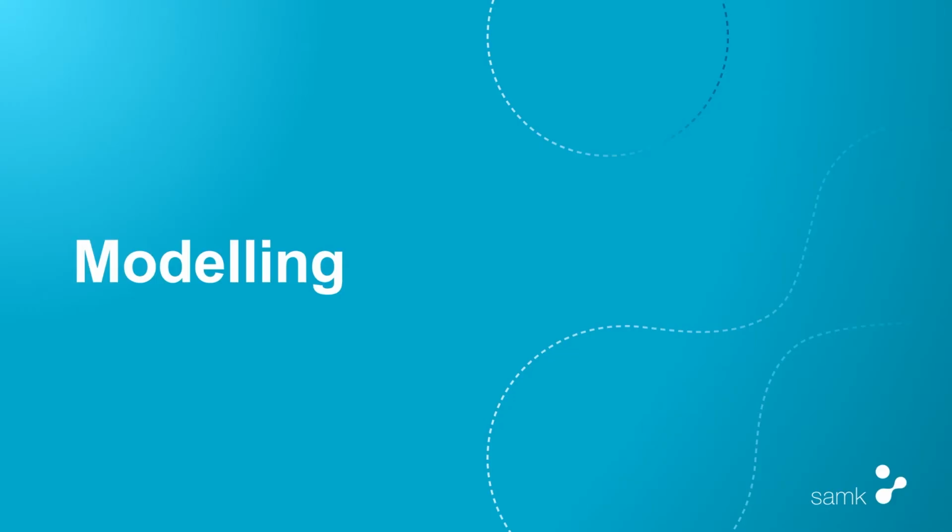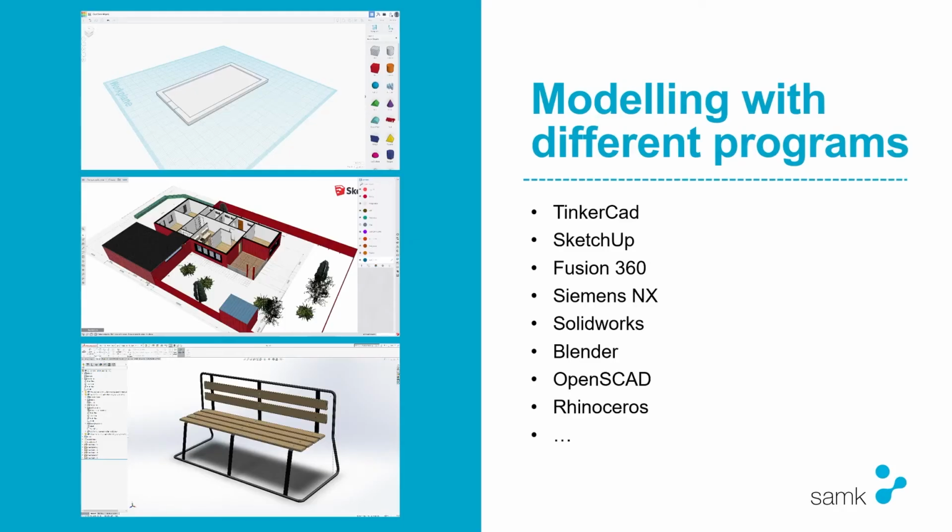And after the plan phase, or the idea phase, comes the modeling. The 3D modeling can be done with different programs. There are a lot of 3D modeling softwares available. Some of those mentioned there, like Tinkercad, SketchUp, Fusion 360, Blender, OpenSCAD, are free to use. There are many other free software to use also, but these are just a few. But Sims, NX, SolidWorks, and Rhinoceros are pay-to-use software. Tinkercad is a good software to start your 3D modeling career in.